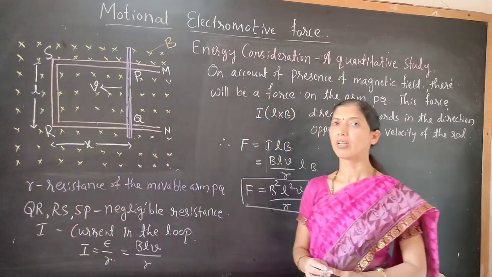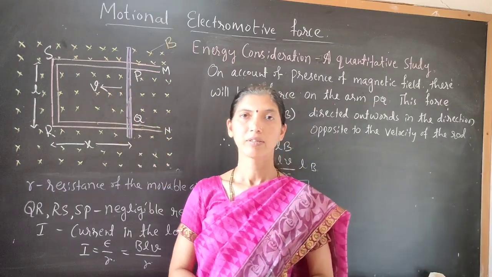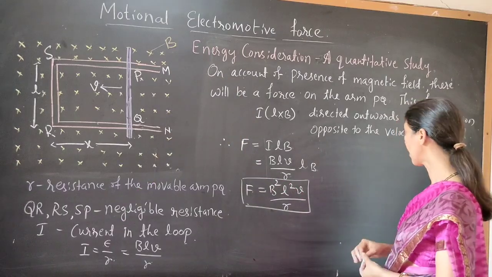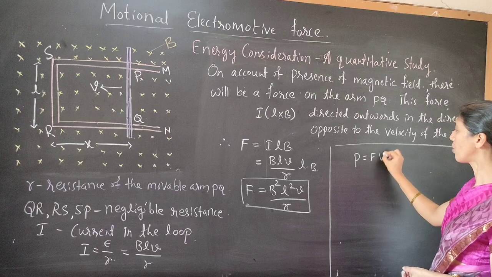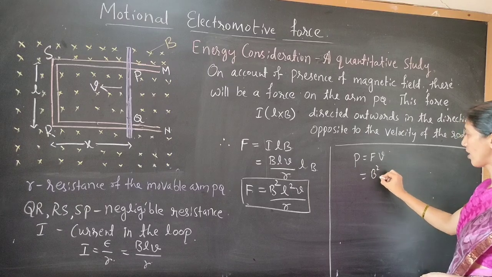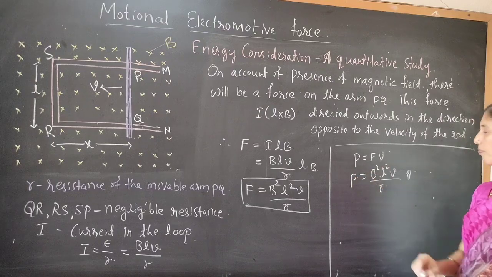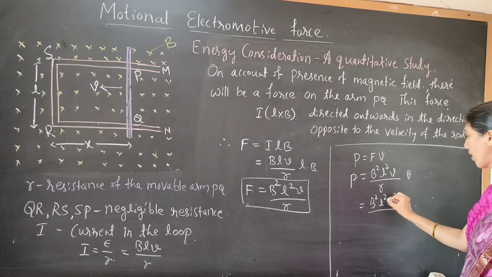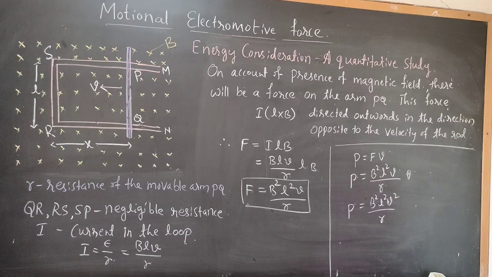Alternatively, we can derive this. When this arm is pushed with a constant speed V, power is dissipated. The power required to do this is P equal to F into V, where F is equal to B square L square V divided by R, into V. This is equal to B square L square V square divided by R. P is equal to B square L square V square divided by R.